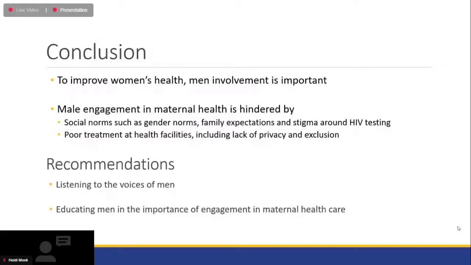Some of the facilities developed a men's corner where men can be educated about pregnancy and child care. But also some facilities came up with an innovative approach where, other than just testing for HIV, these men had the opportunity to have their blood pressure checked, which has significantly improved men's participation in maternal and child health care.